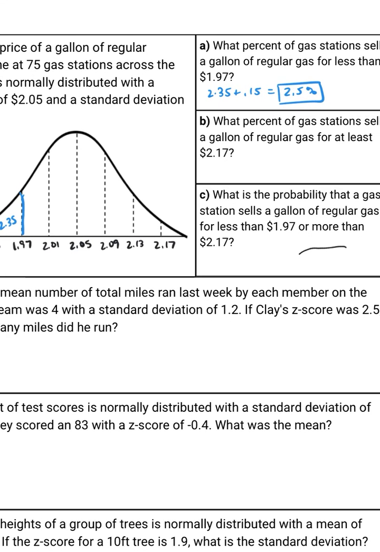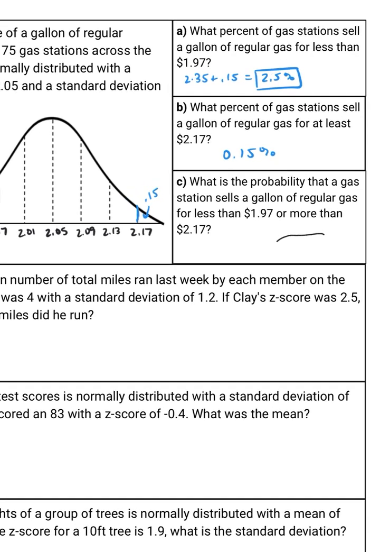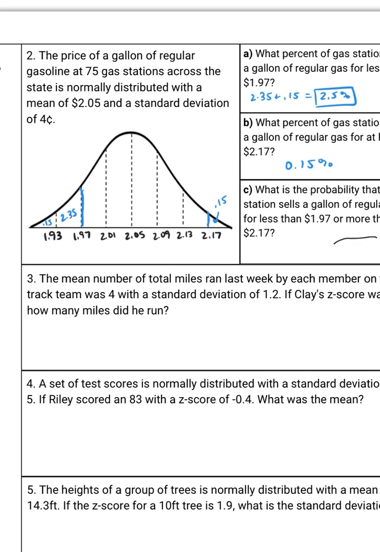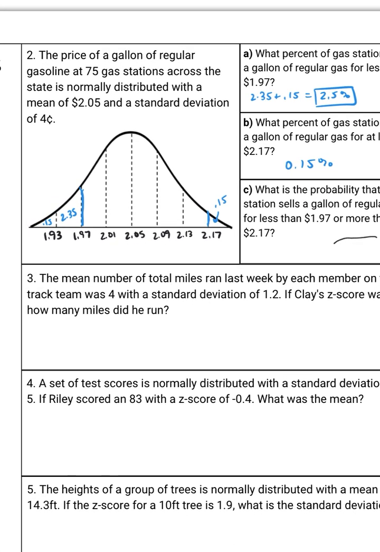What percent of gas stations sell a gallon of regular gas for at least 2.17? Here's the 2.17, and we know that little section is 0.15, so 0.15%. And then what's the probability that a gas station sells a gallon of regular gas for less than $1.97 or more than $2.17? Well, less than $1.97 was 2.5, and more than $2.17 is 0.15. So that is going to give us 2.65%.